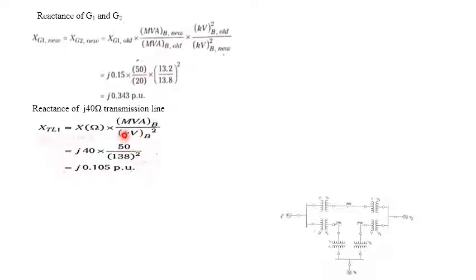So what is the voltage on the transmission line side at this point? What is the voltage? It is 138 kV. It is the whole square of this value. We will get 0.105 farad.